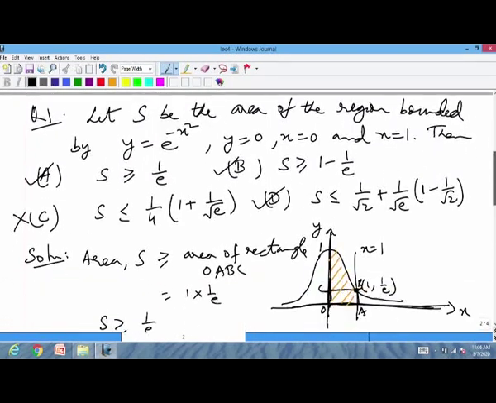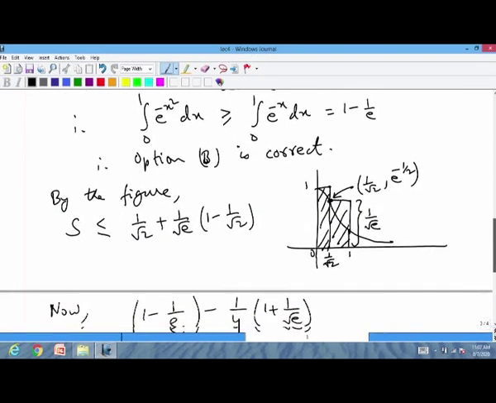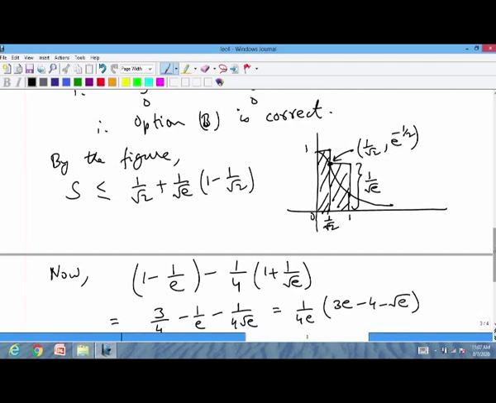So, here you should note that this integral e to the minus x square dx from 0 to 1 is not possible to evaluate exactly. So, therefore, you have to use these inequalities, you cannot calculate the exact value of this integral.